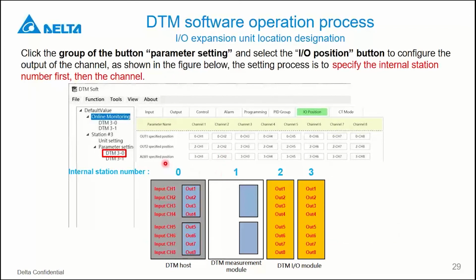And this one to show how to do the parameter grouping. So you could click on the group of the button parameter settings, this one, and select the I/O position button here to configure the output of the channel. Shows here. So here's an example. You can see this is the output. Number 1, output number 1. Okay. So this means the output number 1 will link to the input channel number 1, output 1.